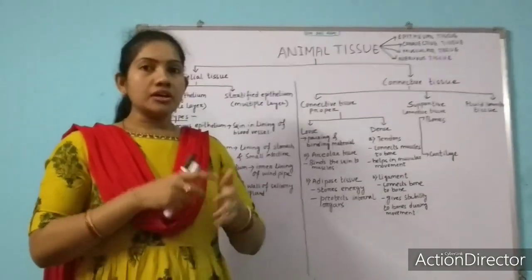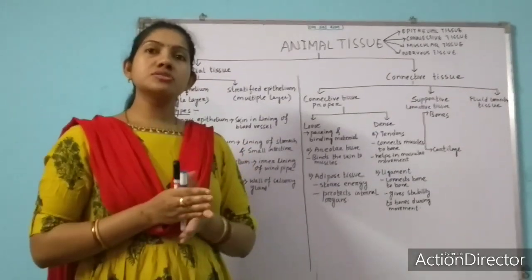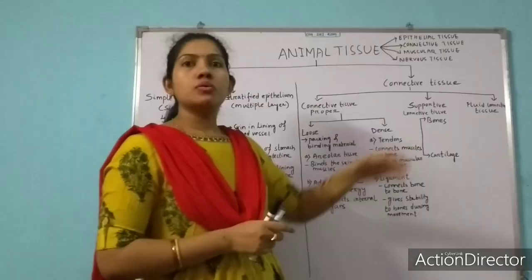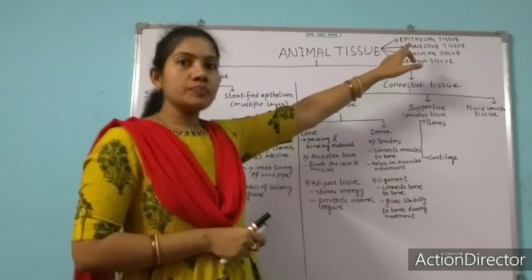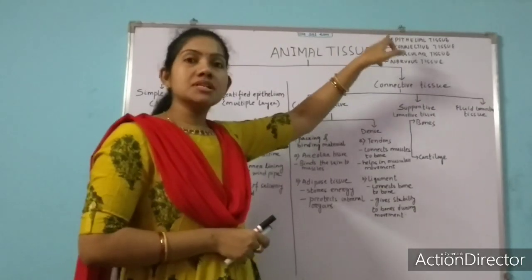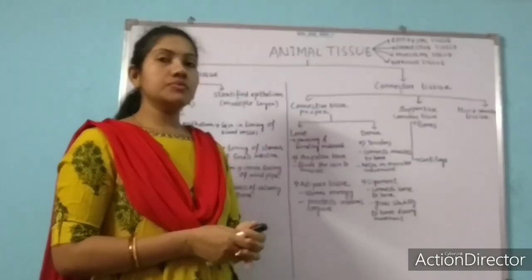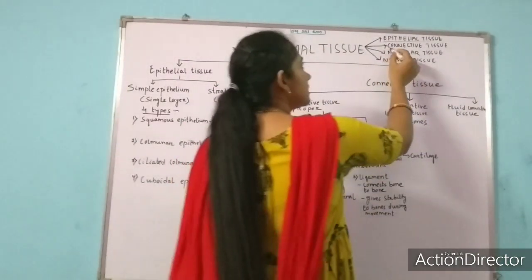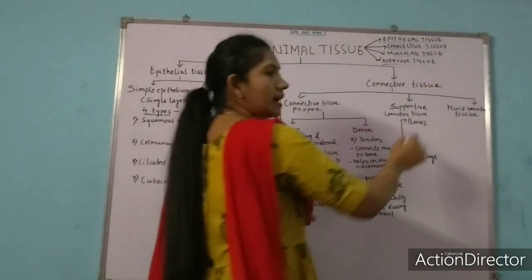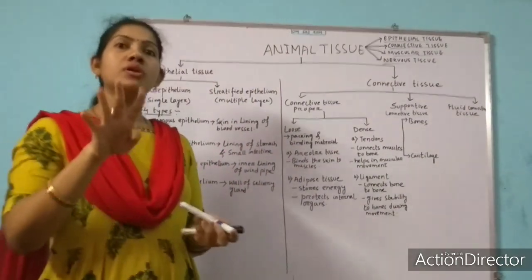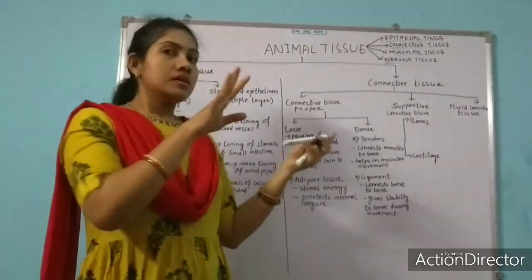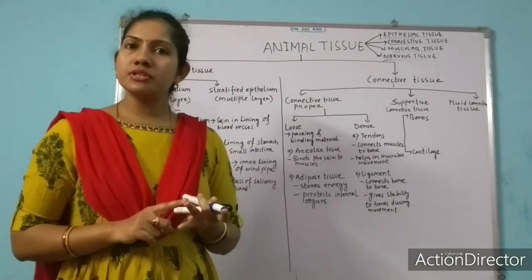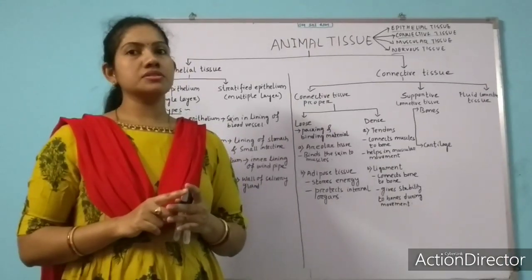If we categorize, animal tissue can be broadly categorized into 4 types. What are they? Epithelial tissue, connective tissue, muscular tissue and nervous tissue. If you can see here I have written epithelial tissue, connective tissue, muscular tissue and nervous tissue. These are the 4 categories of animal tissues. Again I am repeating: epithelial tissue, connective tissue, muscular tissue and nervous tissue.